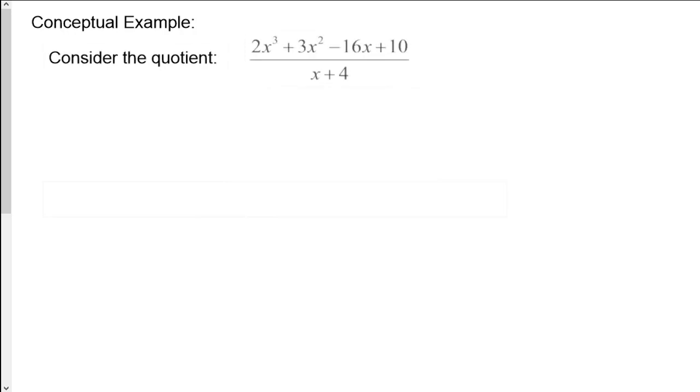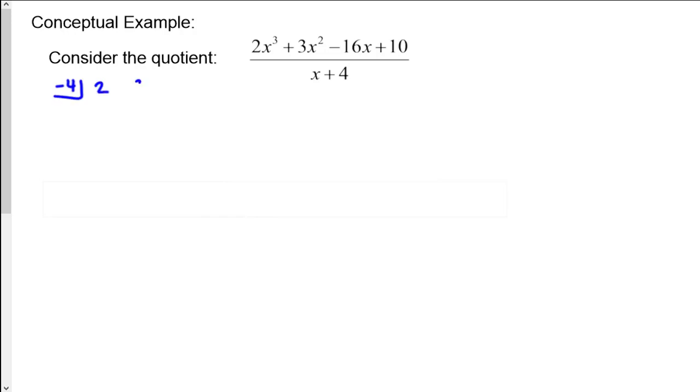All right, now that you should be familiar with the process, let's look at a conceptual example of a little bit more of what's going on here. So consider the quotient 2x cubed plus 3x squared minus 16x plus 10 divided by x plus 4. Now if I do synthetic division, let's see what I get.